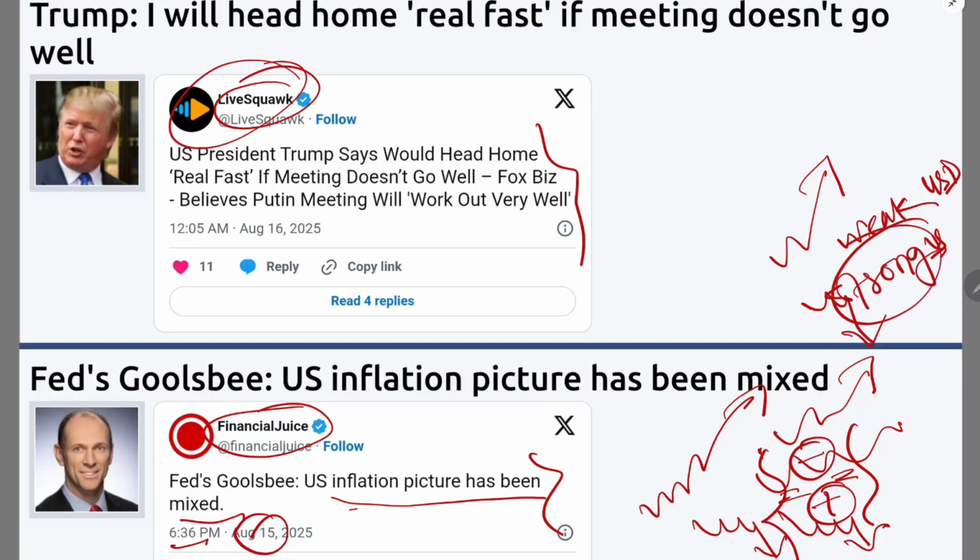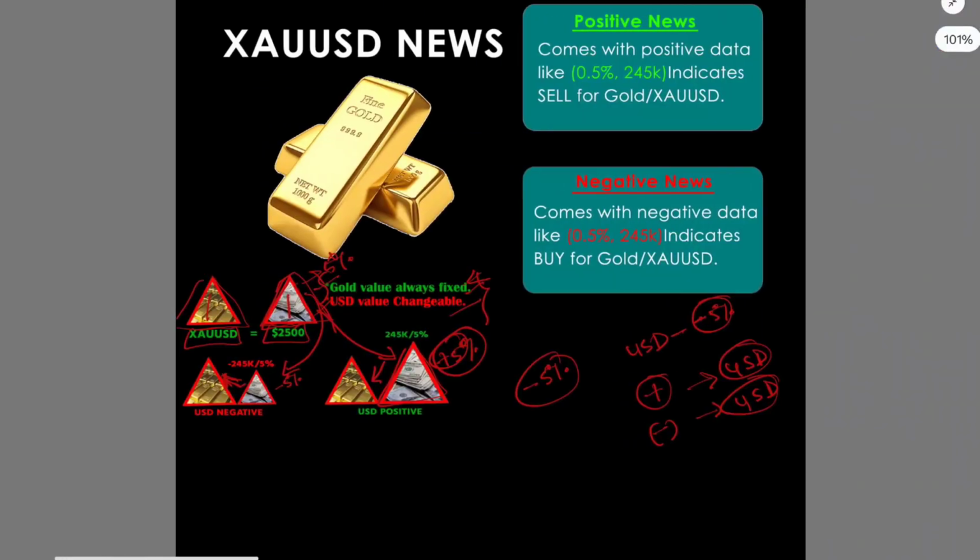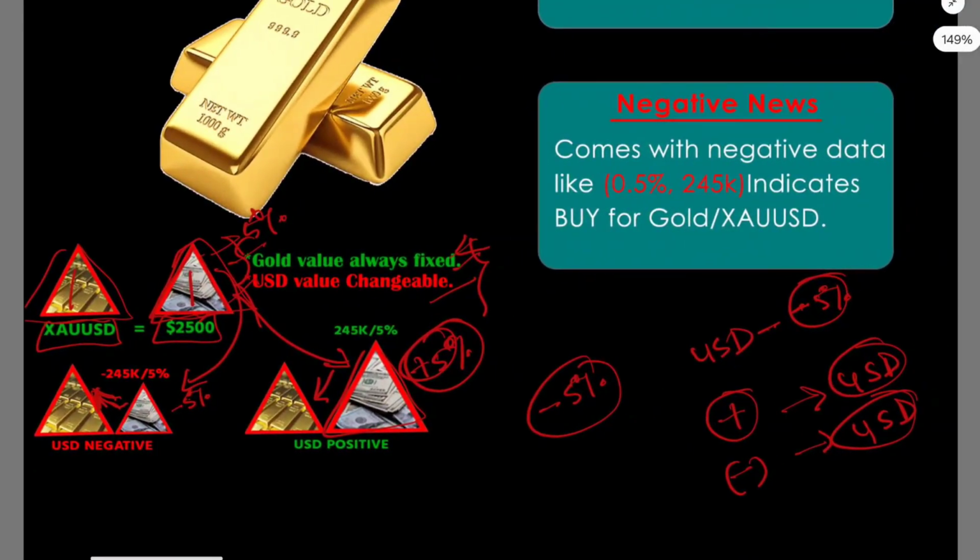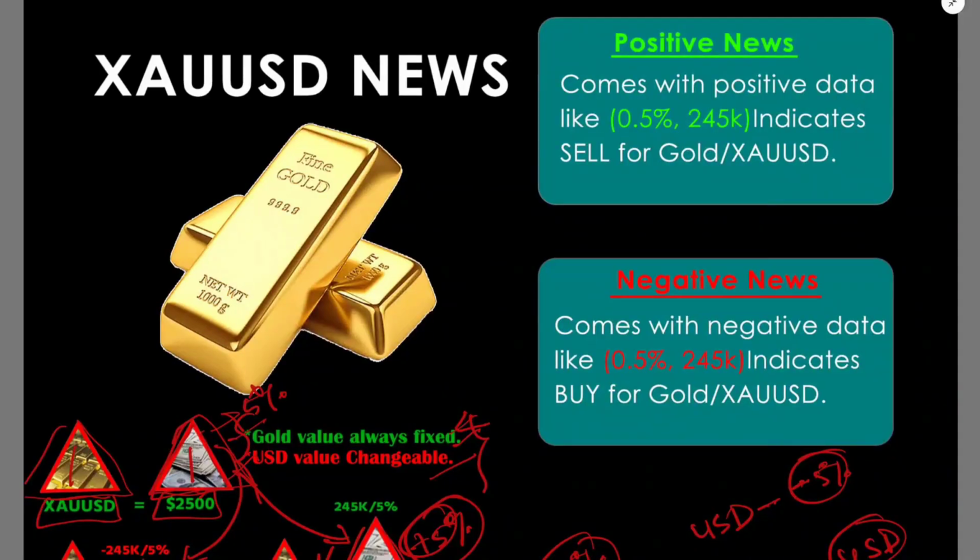And as you can see, Trump says something. If Putin doesn't agree with Trump's concern, Trump will go back soon. That means Trump will dismiss the meeting. Okay, so that type of thing really impacts the market. So you have to follow this if you want to trade, if you want to make some bucks.